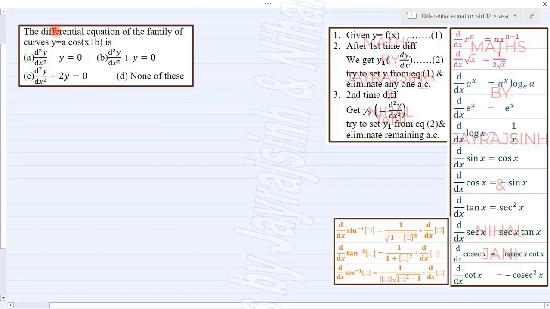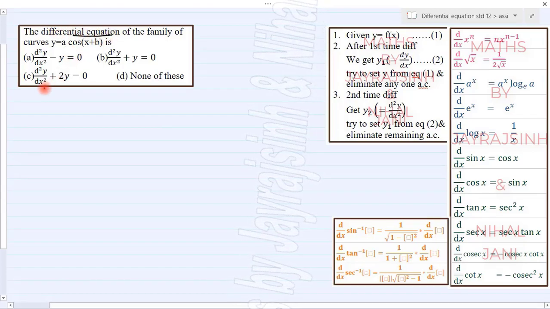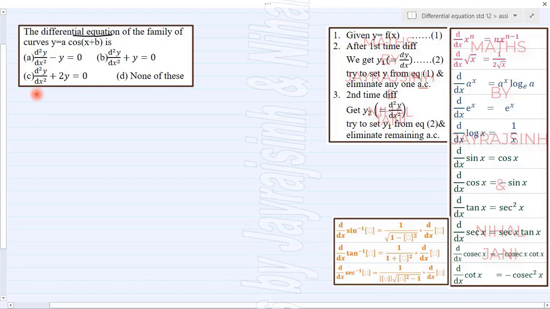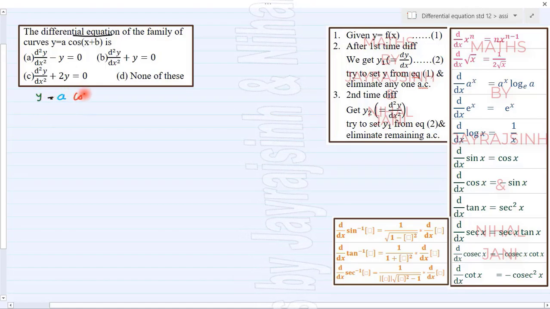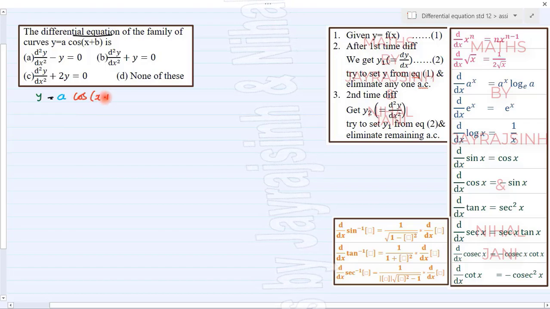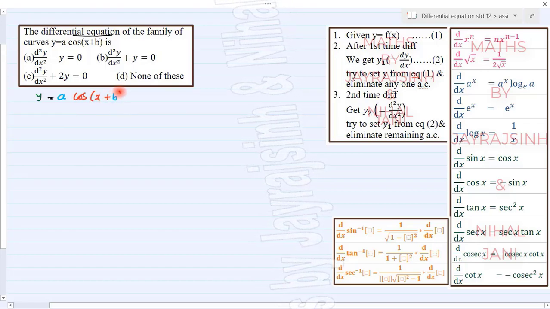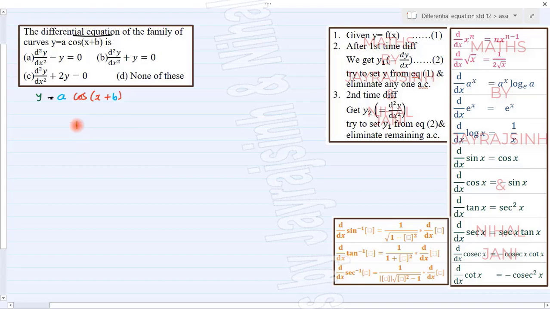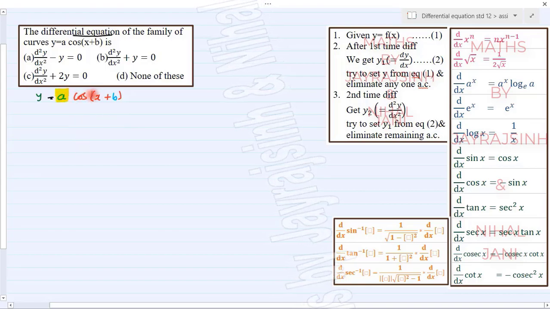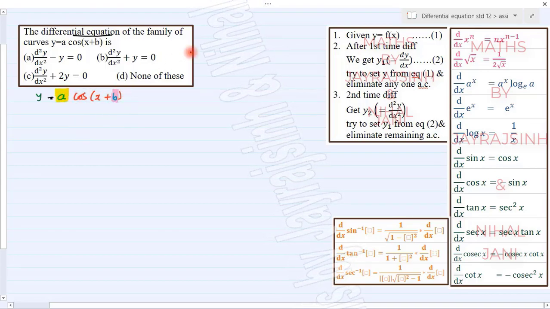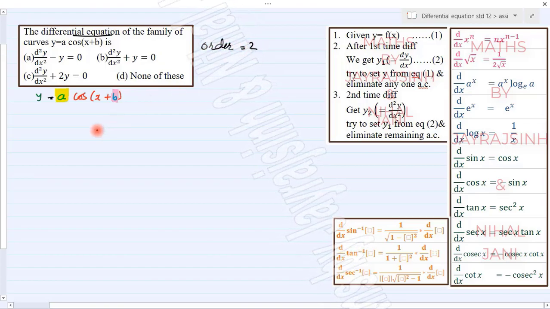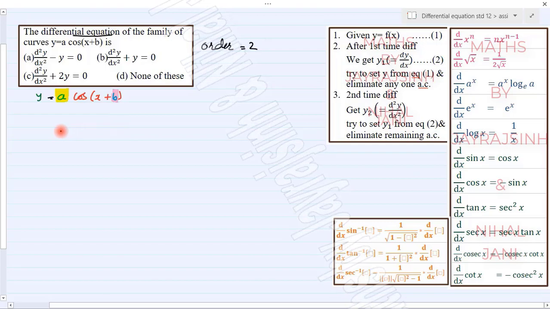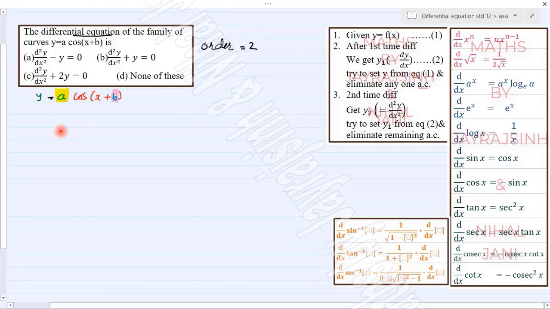In this question, we have to find the differential equation of the family of curves y is equal to a cos(x plus b). Now here we have two different arbitrary constants, a and b. So our order of differential equation will be 2. So we are allowed to differentiate our equation 2 times.